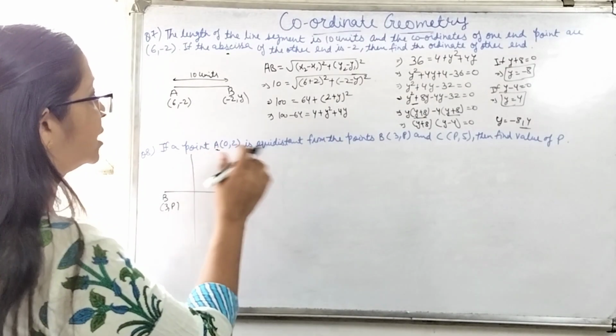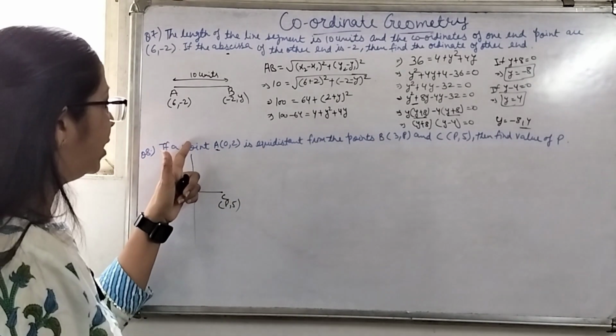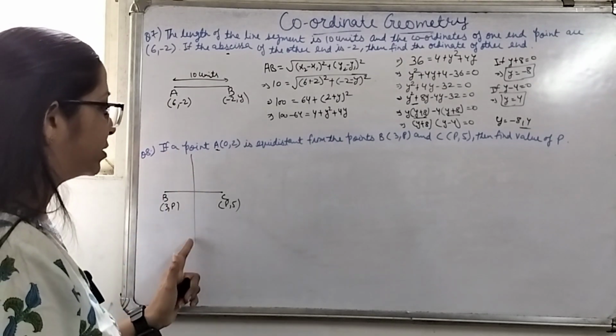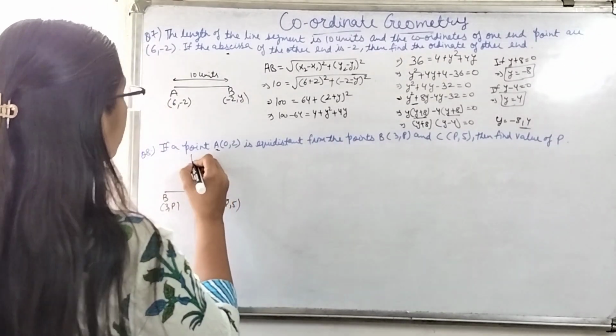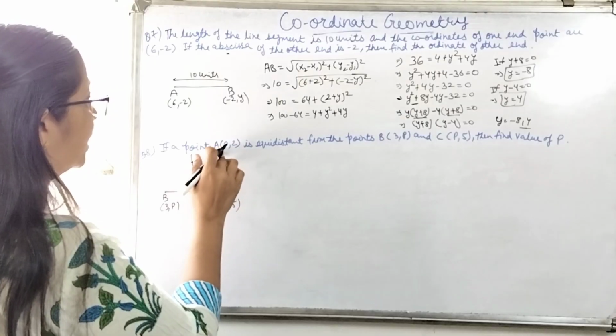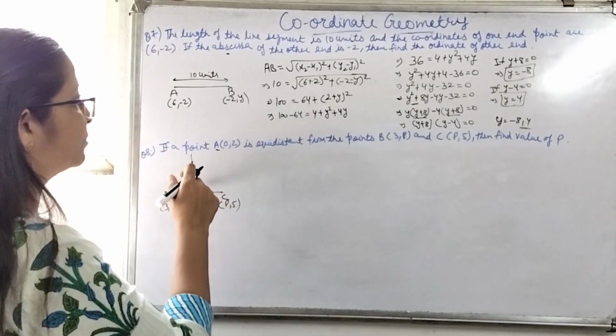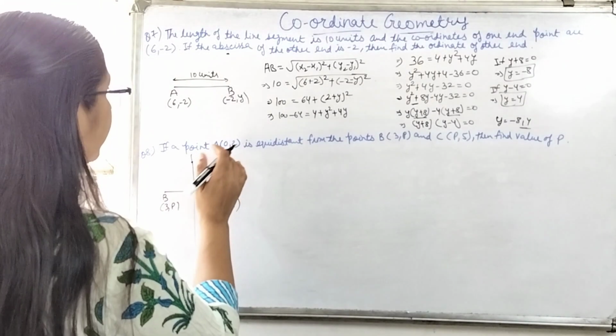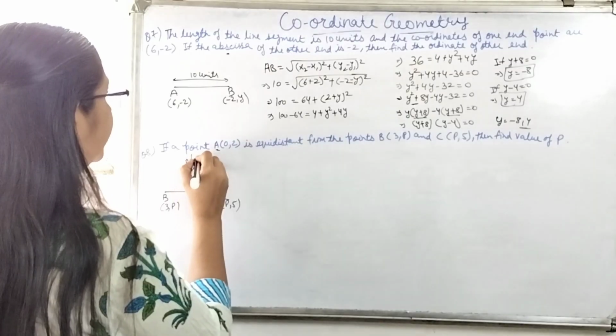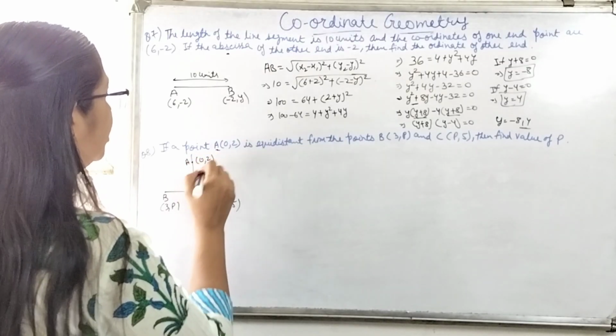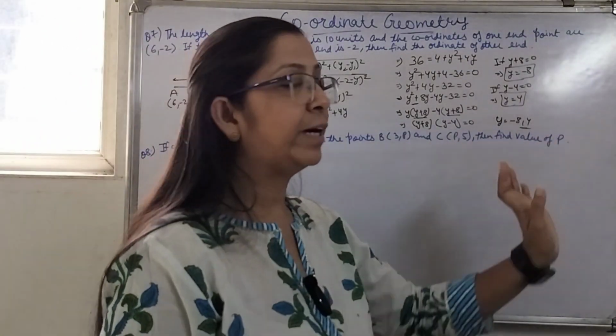So this point, which is equidistant from these 2 points, will lie somewhere here, anywhere on this line only. Suppose this is your point A. Its x coordinate is 0, that simply means it will lie on the y axis only. So this point is your A and its coordinates are (0, 2). Now we have to find the value of P.